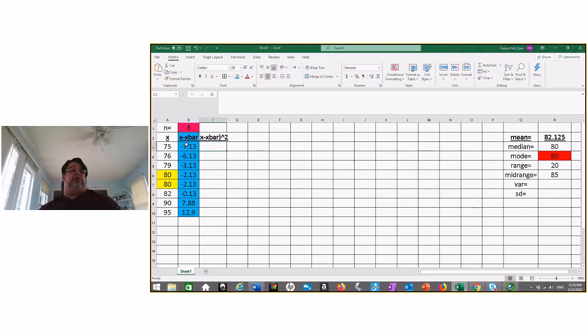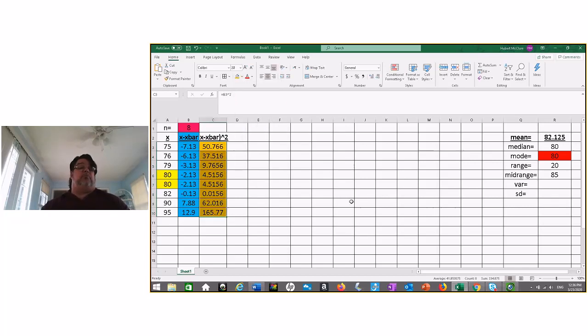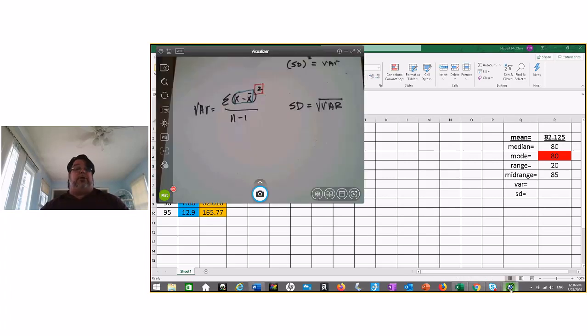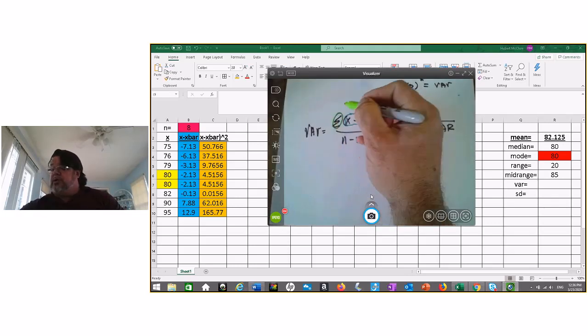So I'm going to take this number and I'm going to square it, raised to the second power, and copy that down. And now I just did the orange in my formula, so I'm going to color that section orange. So let's go back to the formula. I just squared everything, and now I'm going to take my green marker and circle that.